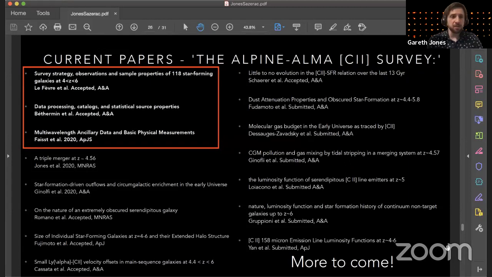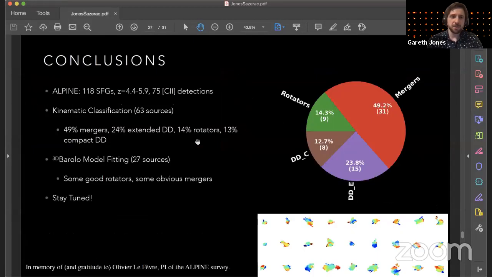I'd just like to point out that there are now 15 papers out in the ALPINE collaboration, covering a whole bunch of different science cases. If you're strapped for time and only want to read three, I'd point you to Lefèvre, Béthermin, and Faisst, the three survey overview papers. But if you're interested in mergers, dust attenuation, IRX-beta, or luminosity functions, there are a lot of really interesting science cases.